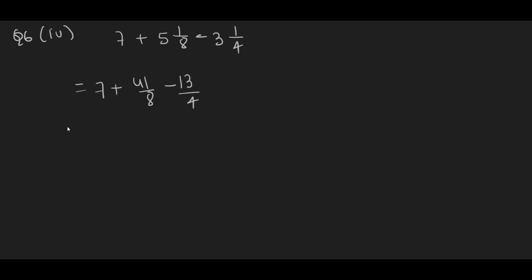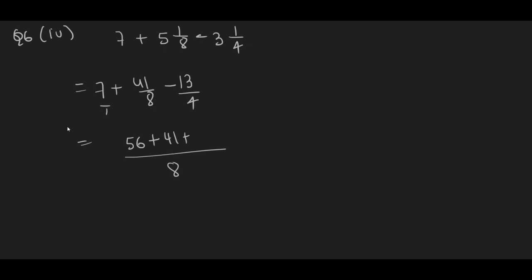The question that we have, children, is from question 6 only and fourth part, and it is 7 plus 5 1 by 8 minus 3 1 by 4. So this will be 7 plus 8 5s are 40 plus 1, 41 upon 8 minus 4 3s are 12 plus 1, 13 upon 4. So taking the LCM, it will be 8.